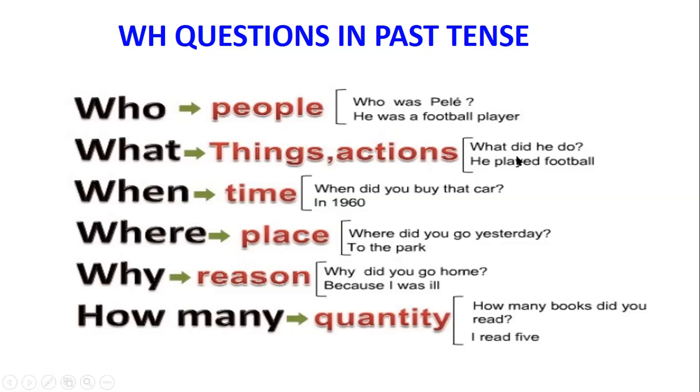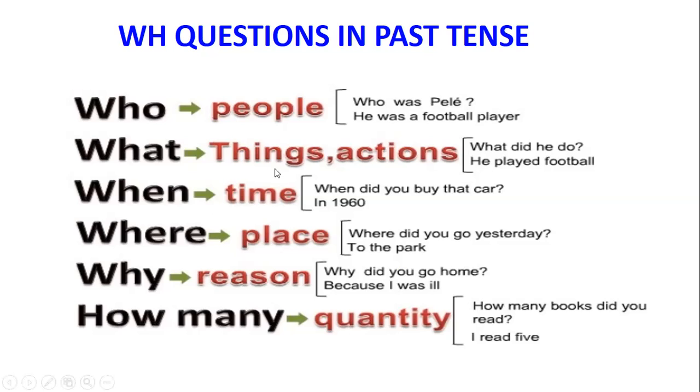Aquí estoy usando did como auxiliar, pero también do como verbo principal. Y como verbo principal, it goes in present because I have the auxiliary did here. What did he do? ¿Qué hizo? ¿Qué hizo él? What did he do? ¿Y qué hizo? Por ejemplo, what did the child do? ¿Qué hizo el niño? She broke a glass. Quebró un vaso or whatever. He played football, en este caso, right?